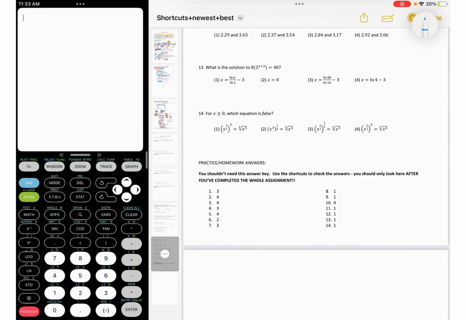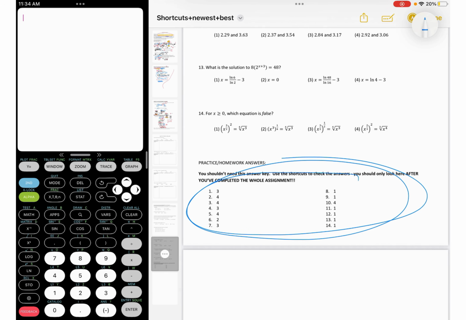So if you want more practice, you don't have to do all of them. Obviously, you don't have to do any of them. It's entirely up to you. It's just more practice with them, and then double check that you're getting them right by checking the answers here. So good luck on your exam, everybody.